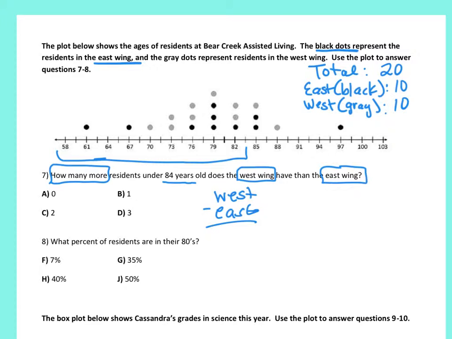Good, let's see, West Wing, we got 1, 2, 3, 4, 5, 6, 7, 8. Minus 1, 2, 3, 4, 5, 6. Oh, 7. It's 2, right? It's 1. Should be 1, yeah. I missed a dot there at the beginning.